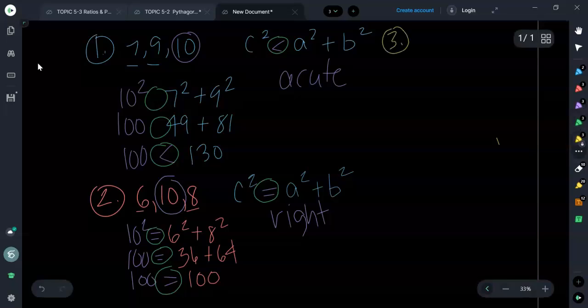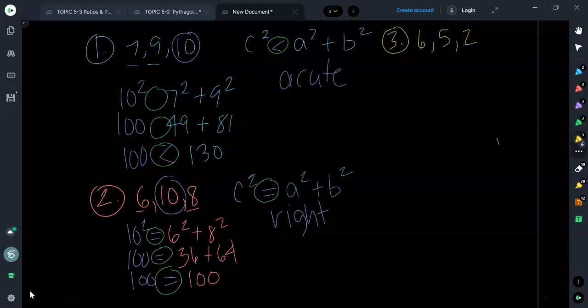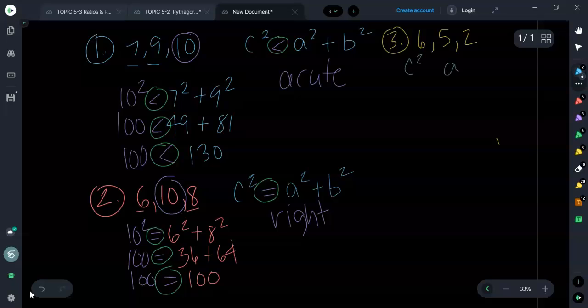Let's do number 3 over here. Let me get creative here. I'm trying to think of a number that would work. 6, we're going to use 6, 5, and 2. Again, I'm making sure I'm picking all sets of numbers that make triangles. Remember, you have to make sure it makes a triangle first. And let me clean this up, so you know that I always go back and fill these in.